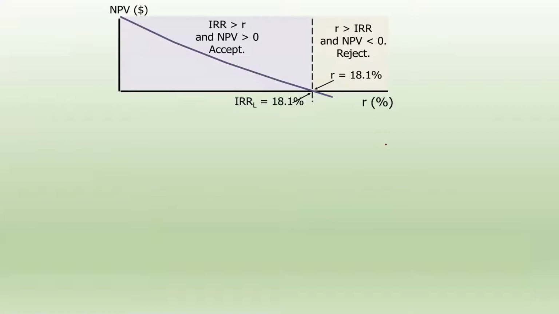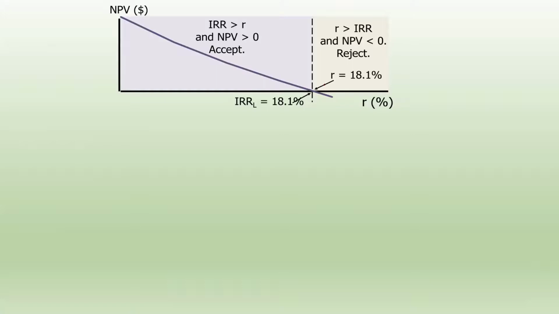Let's get back to the decision between IRR and NPV. Here is the independent project L. When the weighted average cost of capital is less than 18.1%, which is the IRR, we should accept it because the IRR is greater than the weighted average cost of capital. In the meantime, the NPV is greater than 0. So both rules agree with each other and show that we should accept the project.